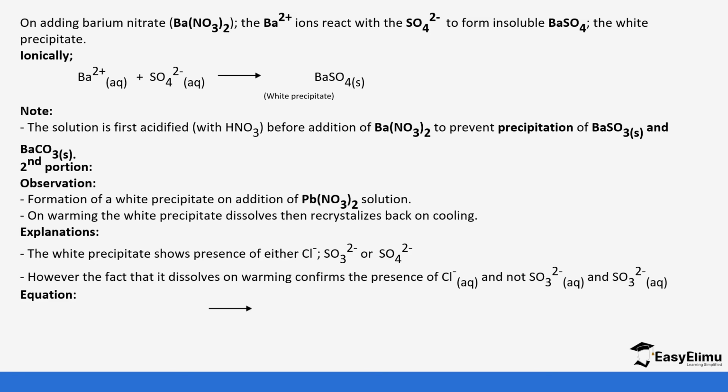But the moment we warm the solution and the white precipitate dissolves, it helps us to confirm that indeed it was chloride ions we are working with, because it is lead chloride that dissolves on warming. So make sure you're able to see that process clearly and you see how the acids and the nitrates are being used intentionally to help us eliminate. So the lead ions react with the chloride ions to form lead chloride, which is a white precipitate that dissolves on warming.